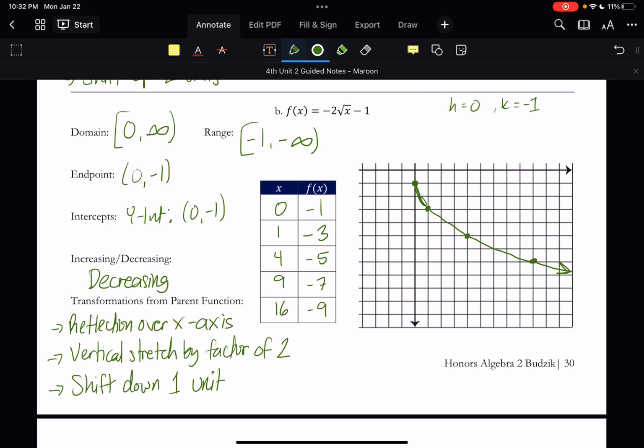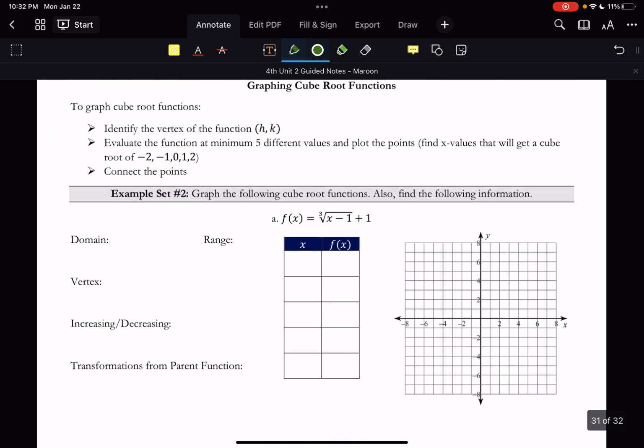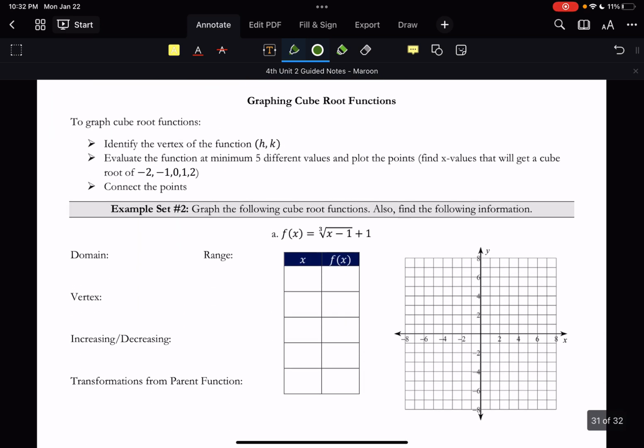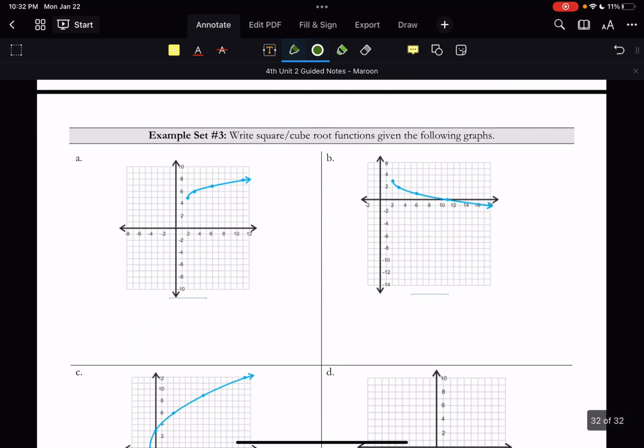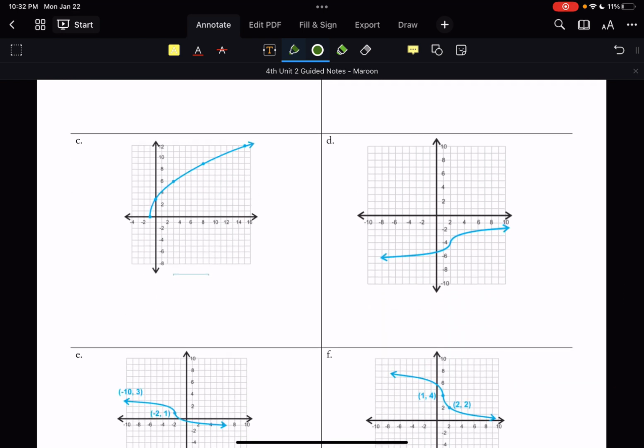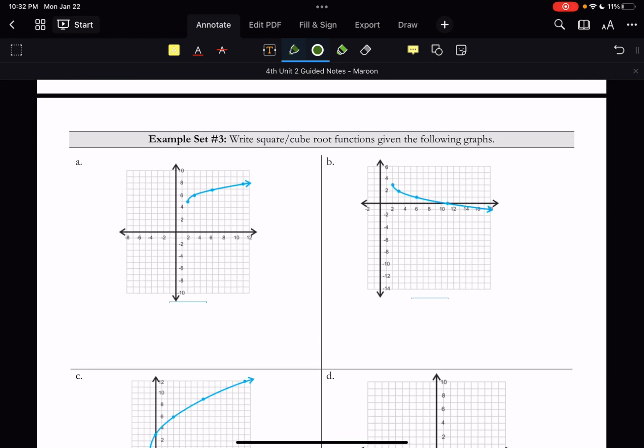So again, that's how you graph a square root function and then work with all the different attributes and answer the different questions using that information. So the cube roots, you can skip these for now. We're going to come back to these once I'm back at the end of the week. But I do want to go to the back. So we're able to do the first 3 questions on this back page.